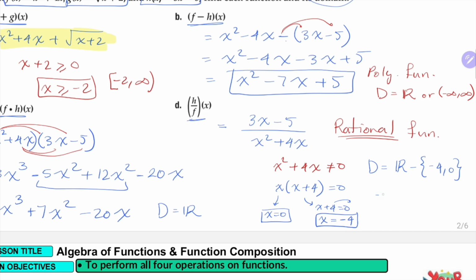I can write this as interval notation from negative infinity to negative 4, open brackets, union from negative 4 to 0, open brackets again, union 0 to positive infinity, all open brackets.